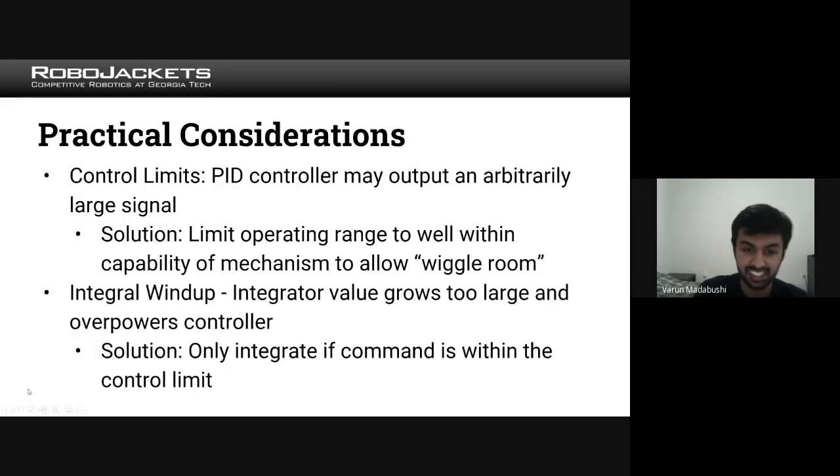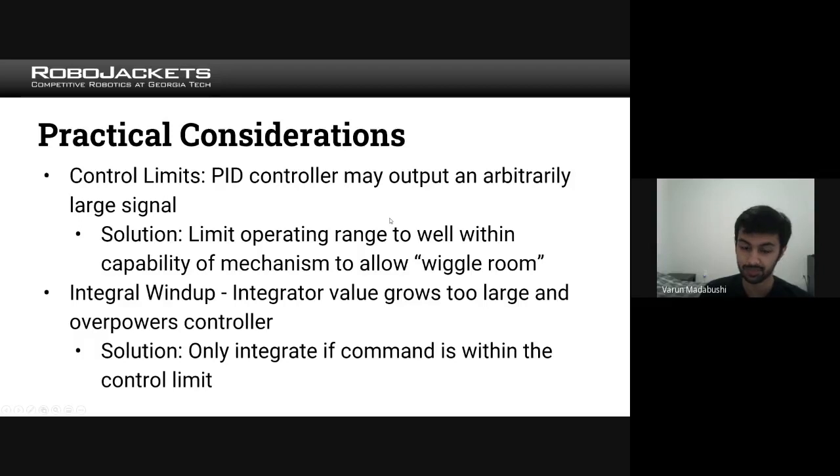So in practice, there are some things you have to care about. For example, the control limits. Sometimes your PID controller, if you're really far away from the goal, could output some value that's really large. So you have to be careful that your PID control is only operating between your voltage limits, because you can't give more voltage than your battery has. There is naturally a limit imposed on how much power you can give to your motor.